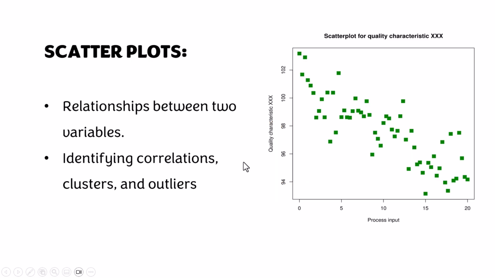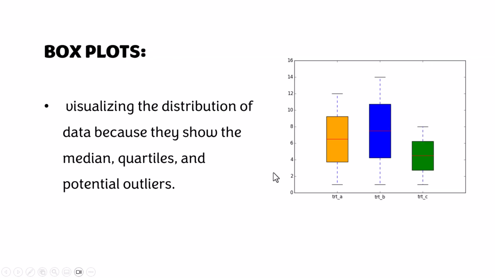Also, we have scatter plots, which is used to visualize relationship between two variables, and it also helps us to identify correlations, clusters, and also outliers. We have box plot, which is used to visualize the distribution of data, and this is a very important plot because they show the median, the quartile, and potential outliers we might have in our data.